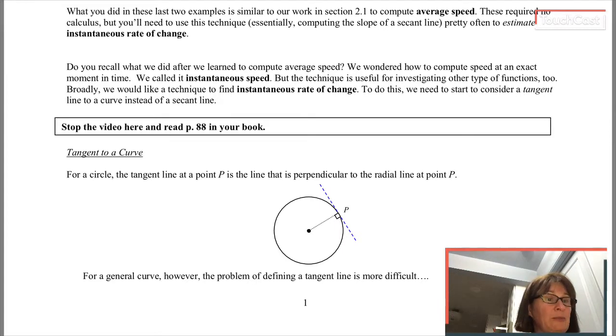So I checked this page number. It really is page 88 in your book. So if you would pause here, I would like you to read page 88 in your textbook.